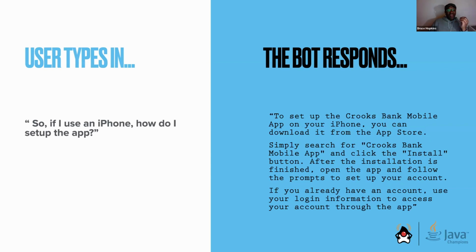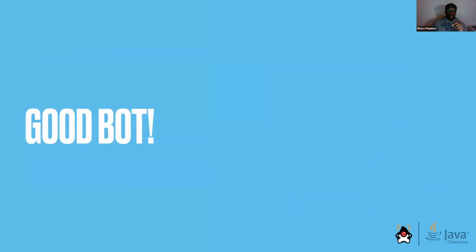Now for the question that tripped it up the previous time. If I use an iPhone, how do I set up the application? Now the answer is: to set it up, you can download it from the App Store. Search for it with the name, click the install button. After the installation is finished, open the app, follow the prompts to set up your account. And that is perfect because that's the information that we told it in the frequently asked questions.